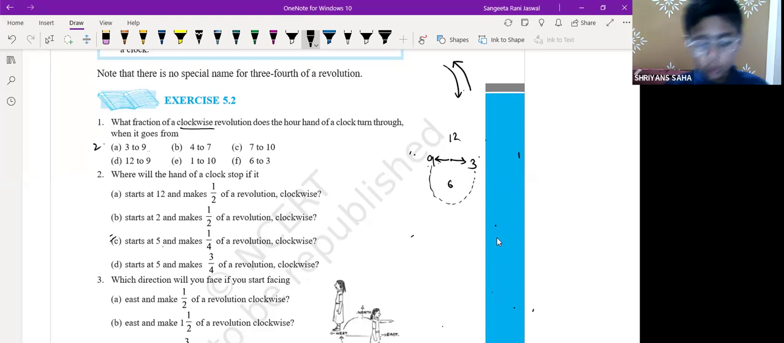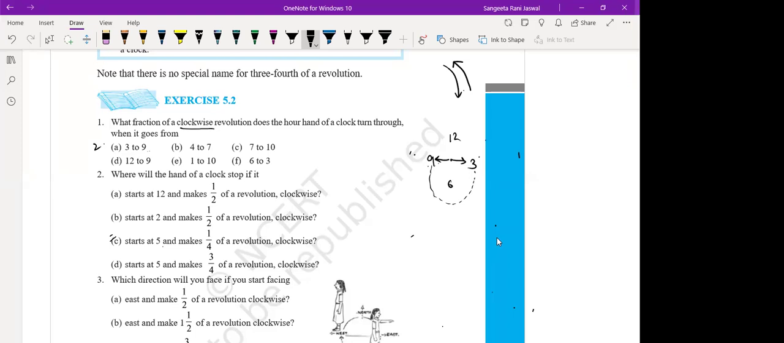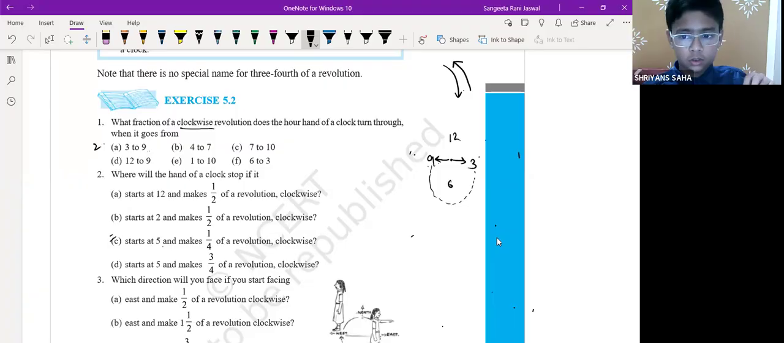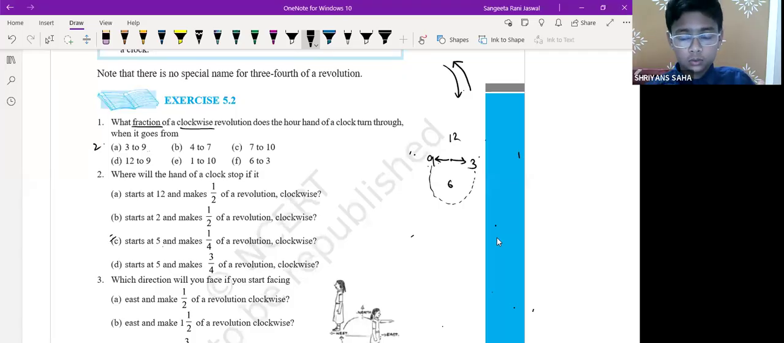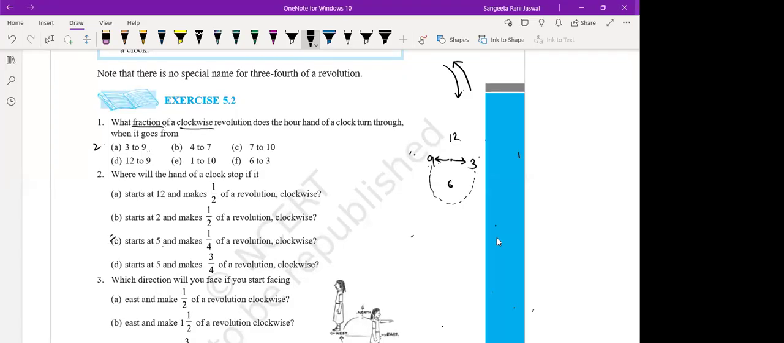Ma'am, 4 to 7. Yes, 4 to 7. How many right angles is it turning through? Ma'am, 1. How many right angles is 1? So that means how much is the fraction? It's saying what fraction. So 1 right angle means 1/4.